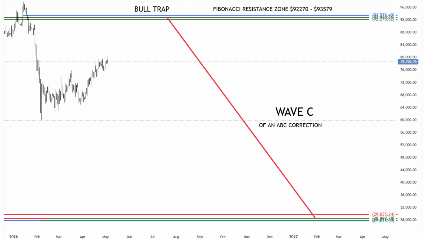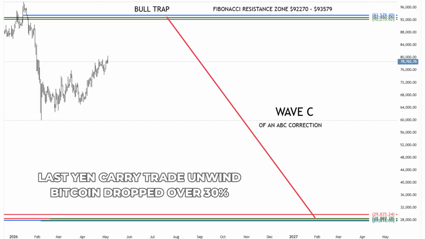This triggers margin calls, a rush for cash, and liquidity evaporation across every market. The last time this carry trade showed signs of unwinding was August 2024, and Bitcoin dropped over 30% in days. A full unwind would be an entirely different magnitude of event. The second catalyst is the petrodollar.